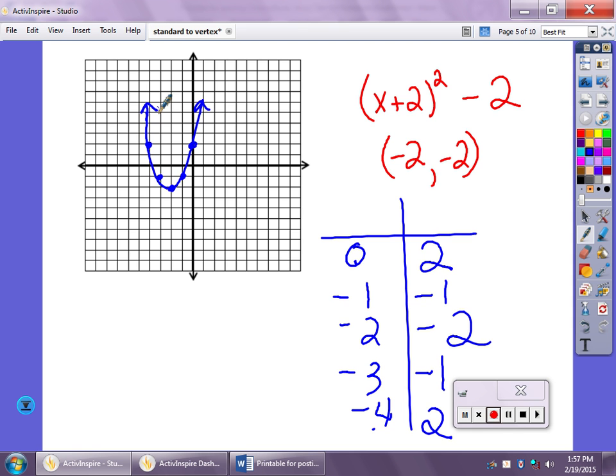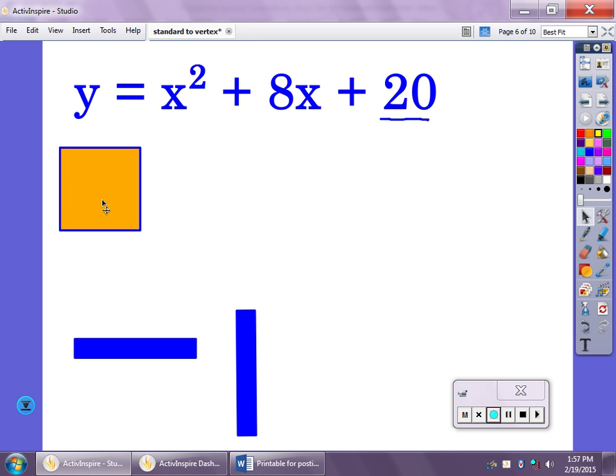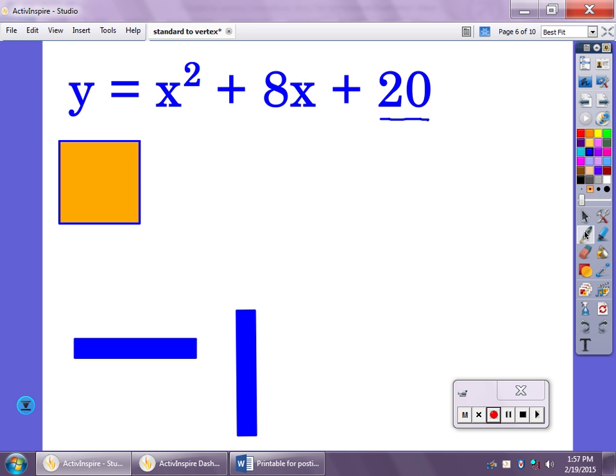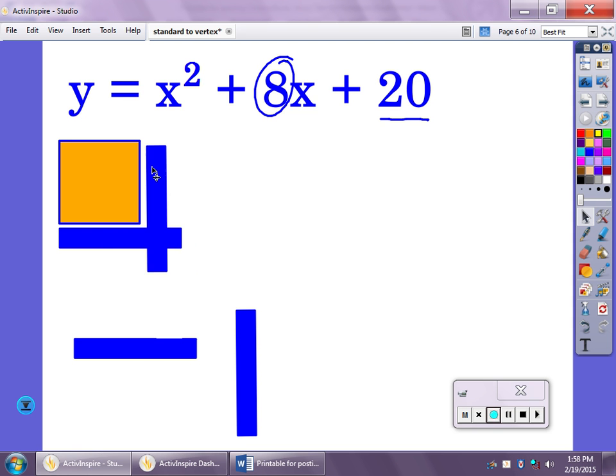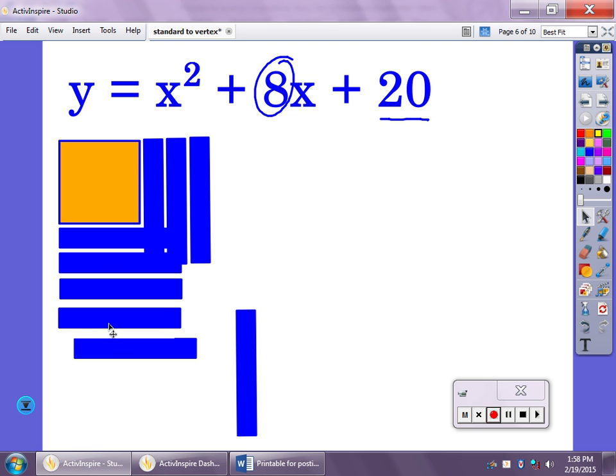Okay, let's look at another one of these. Same thing. My 20 is not perfect, so we have to figure out how to adjust our equation. So I'm going to start with my x squared. I need 8 pieces that need to be evenly distributed on my sides. So I have 1, 2, 3, 4, 5, 6, 7, 8.